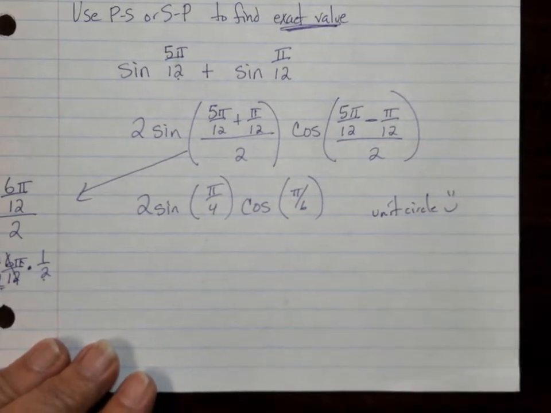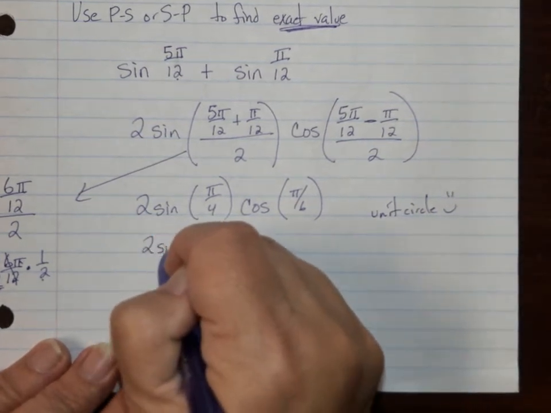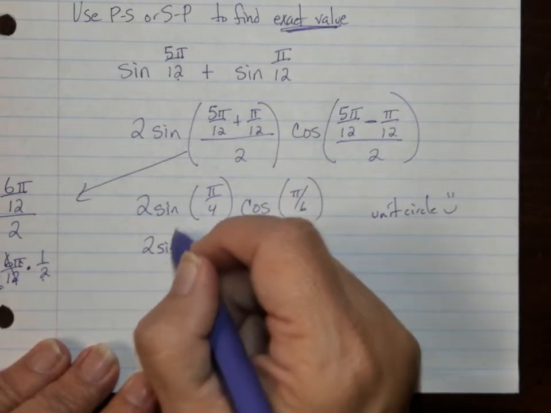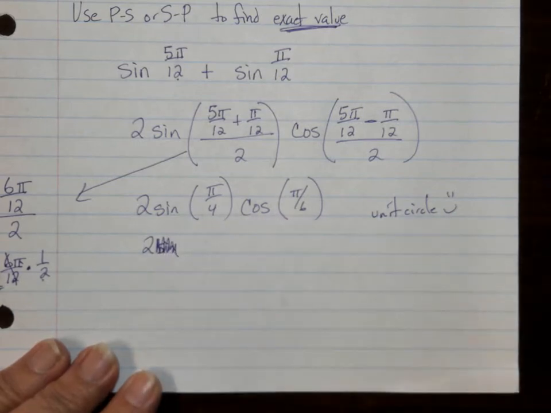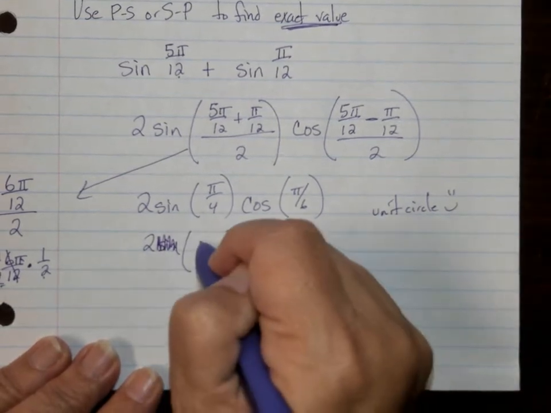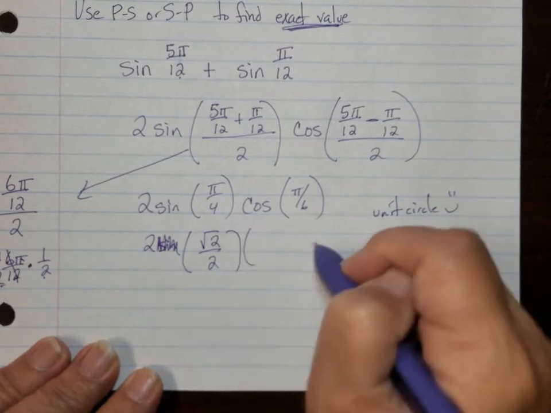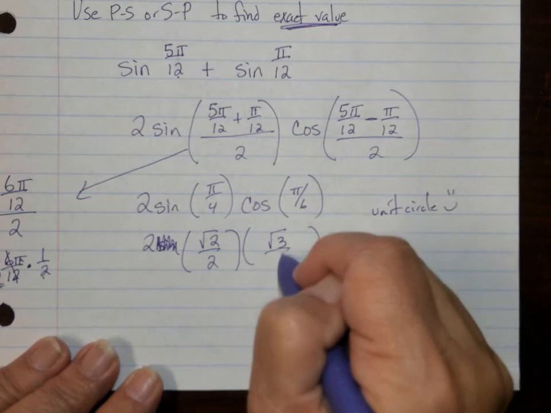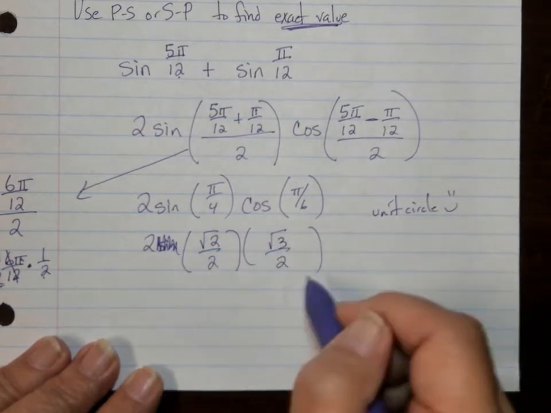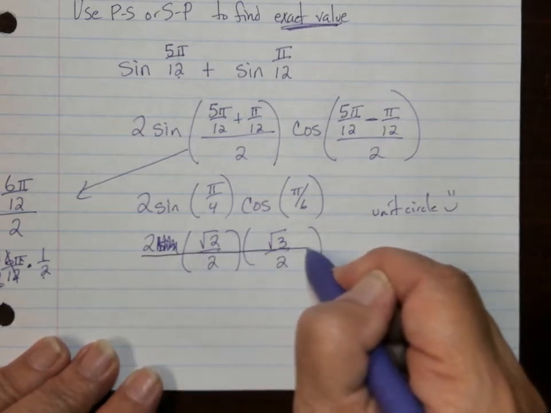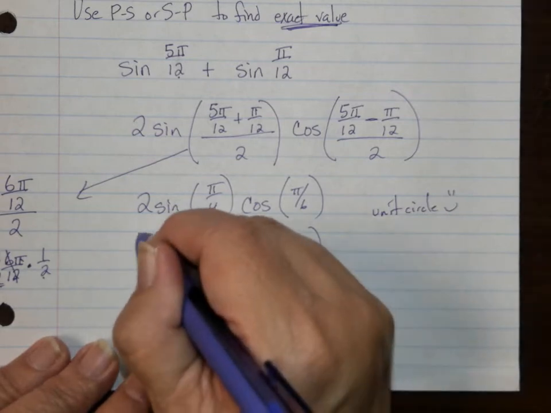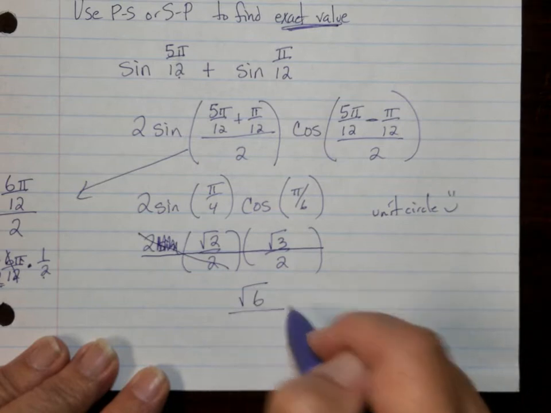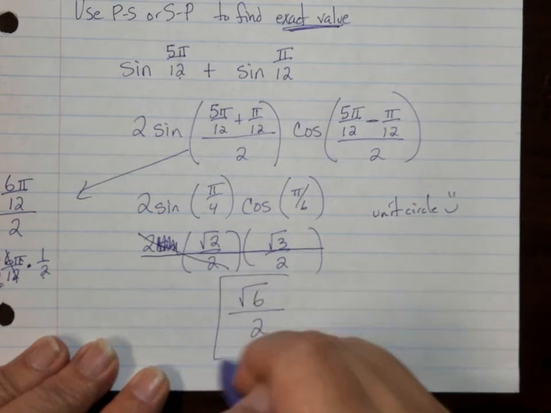Oh, now this is great because these are on my unit circle. Happy, happy, joy, joy. 2 times the sine of... no, don't put the word sine there. We're taking the sine. What is the sine of pi over 4? It is square root of 2 over 2. What is the cosine at pi over 6? It is square root of 3 over 2. All this is being multiplied together, so it's just like one big numerator, one big denominator. 2 divided by 2 is 1. Square root of 2 times square root of 3 is square root of 6 over 2. Done.